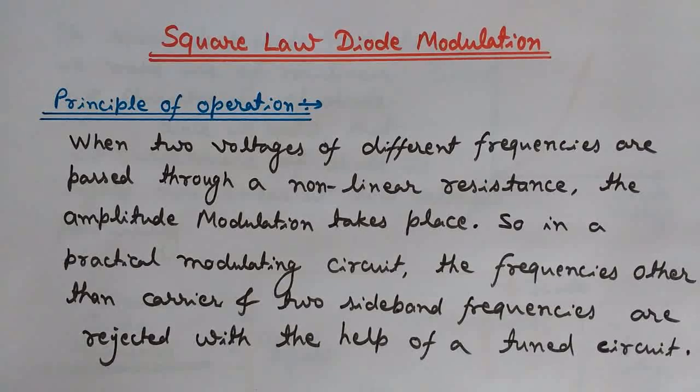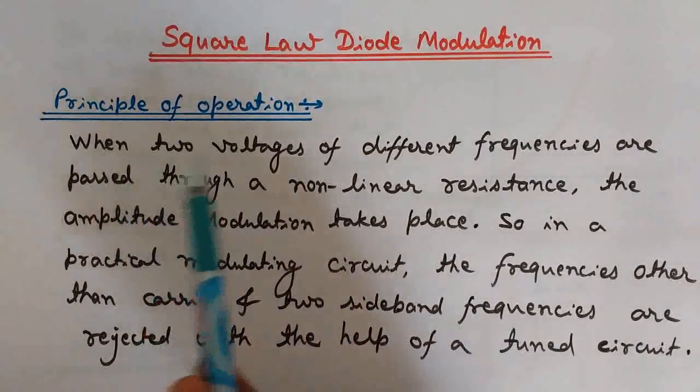But for practical purposes we use a tuned circuit. In the load impedance we use a tuned circuit, an LC circuit, and that tuned circuit is tuned to the carrier frequency with a narrow band. So only the carrier frequency part and the two sidebands, that is the upper sideband and lower sideband frequencies, are passed. So this is the statement, the principle of operation.